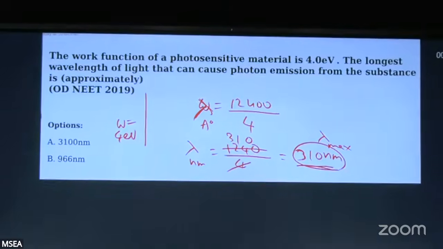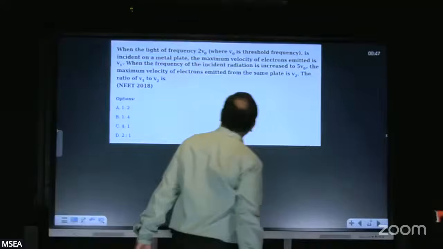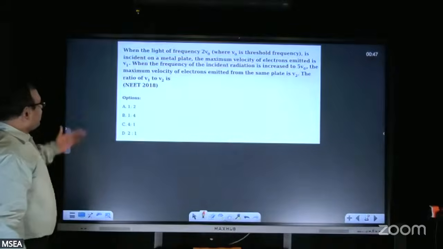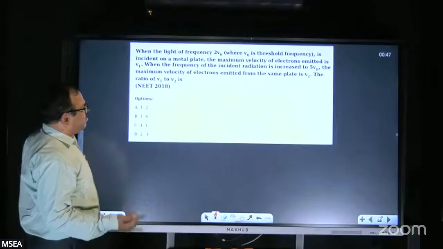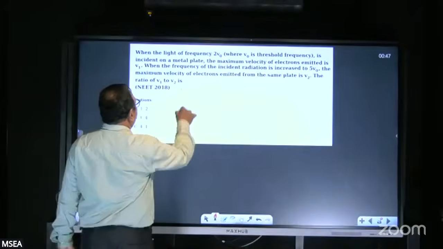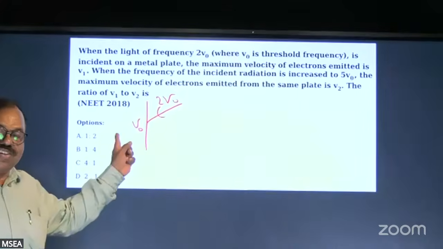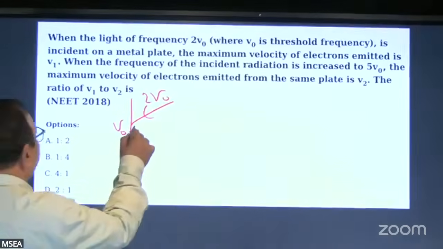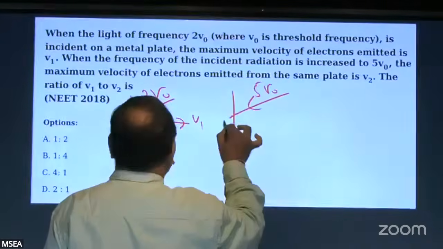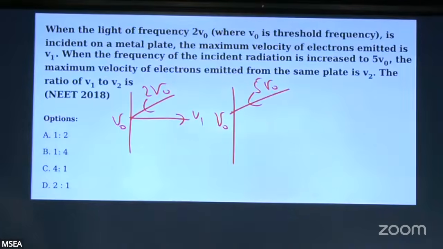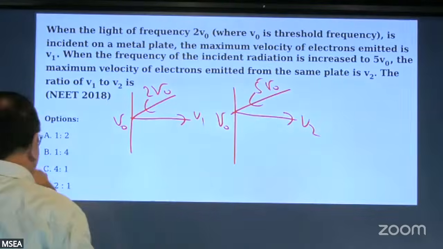And we go to some graphs also. Right. Now let us come to this one. When light of frequency 2 nu naught is incident on a metal plate, the maximum velocity of the electron emitted is V1. The threshold frequency is nu naught. Of course, this frequency is more than the threshold frequency, so definitely we get the photoelectron. Now with 5 nu naught, on the same metal, the work function and threshold frequency are the same, and the velocity becomes V2. Then the ratio of V1 by V2.